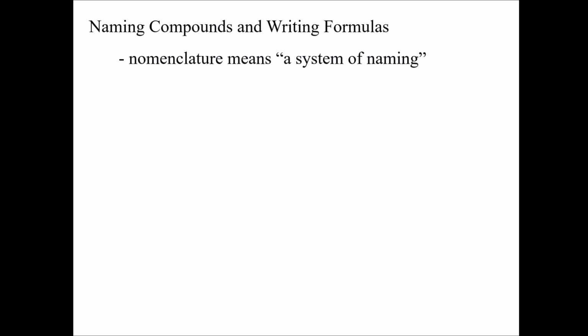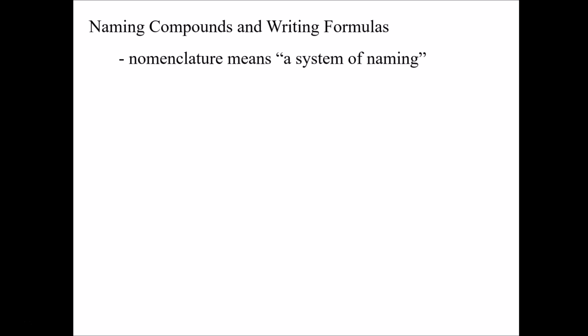Like, there's no nomenclature to naming children, because your parents can, for the most part, name you whatever they want to. Okay, and if and when you have kids, you can name them almost anything you want to.